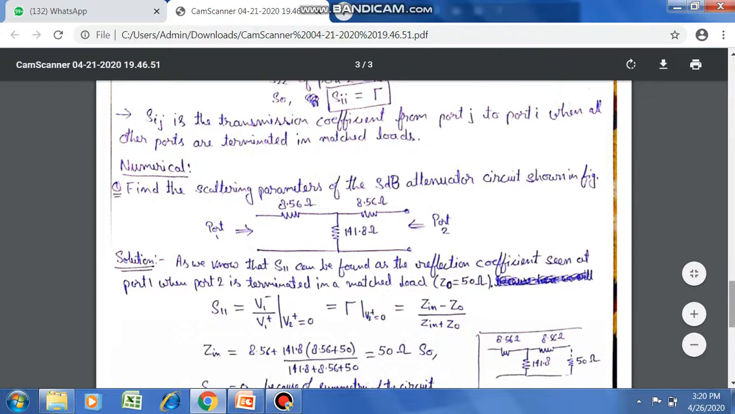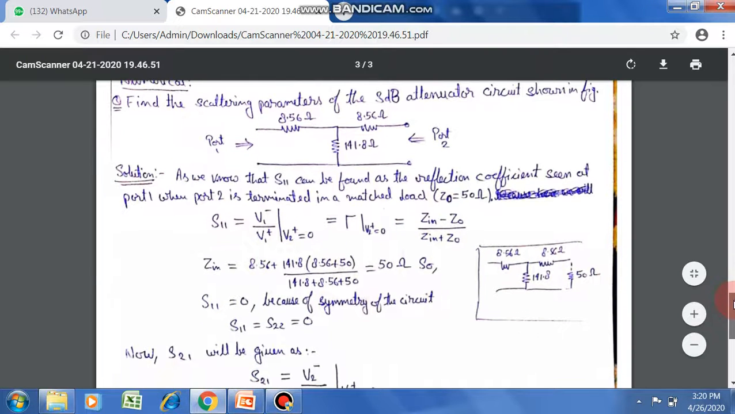Then you can see a numerical here so that you can understand what I was talking about. Here you can see it's a two-port network, and these two are equal resistances, so the network is symmetric. It means whatever S11 will be, S22 will be the same. Now we will find S11, V1 minus upon V1 plus, with V2 plus equal to 0, which means we have to apply a matched load here. A matched load we always take as 50 ohm. ZL is equal to 50 ohm.